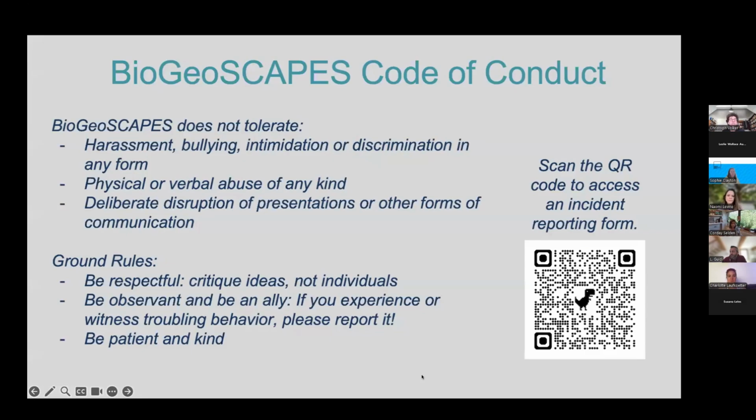And finally, an important thing in this type of event is that we have a code of conduct. In our seminars and in all the things that we try to organize, we do not tolerate harassment or bullying and discrimination. We would not like to have physical or verbal abuse in this type of meeting. And we would also not like to have any disruption of presentations or other forms of communication.